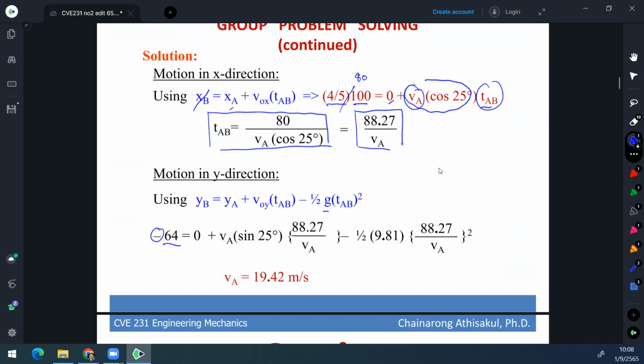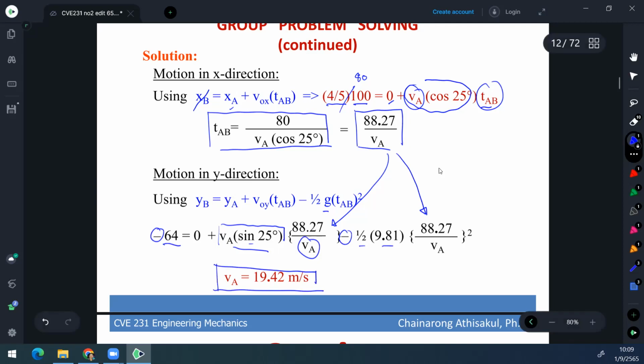Substitute this value into this equation. We have VOY is V sine 25 and TAB. Substitute into this, I have g, which is a negative value because g is downward. Then substitute time into this, and after that we can solve for VA. We can solve this quadratic equation. So for VA, we have VA equal to 19.42 meter per second. That is the complete solution for this problem.